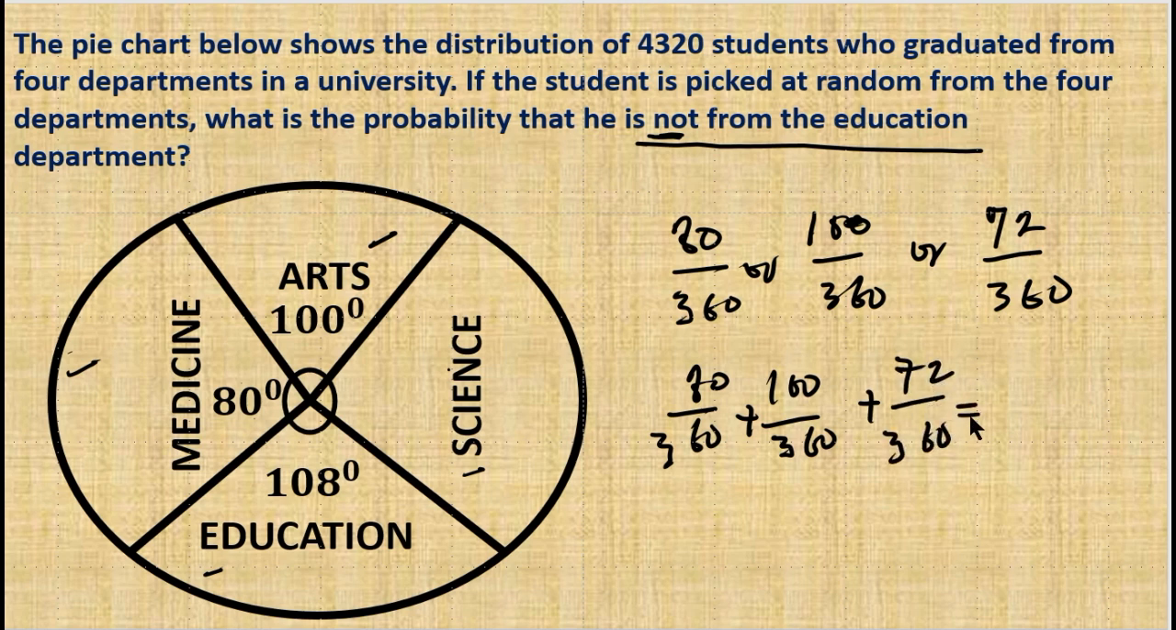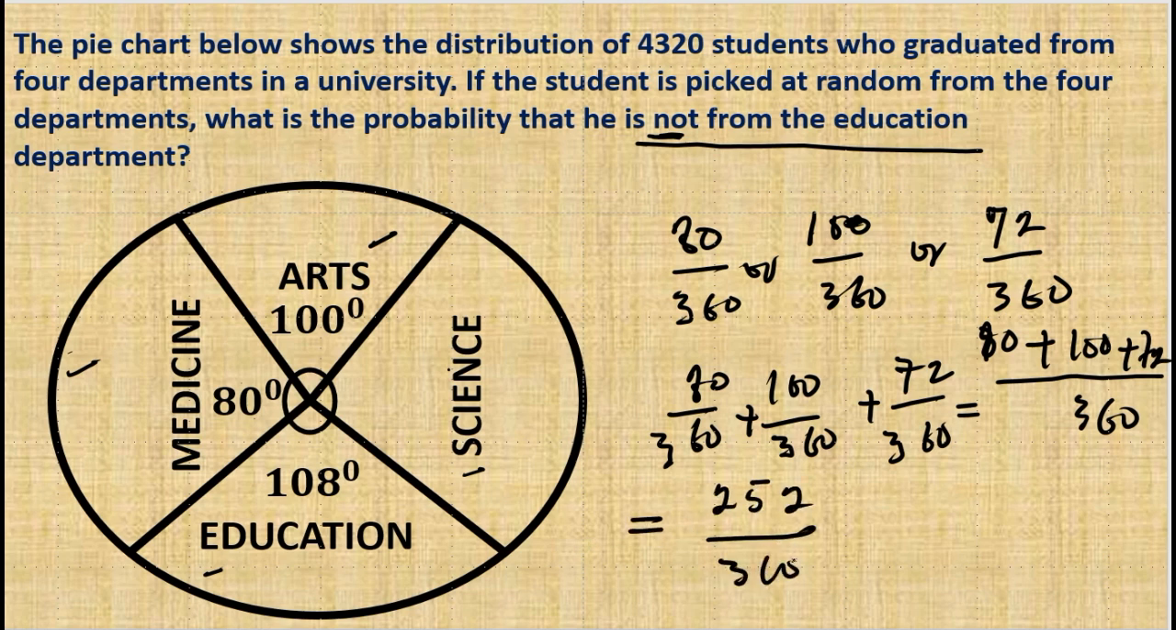When we are treating "or" in probability, we use addition. That's just what I wanted to point out. Now put this over 360. Here I'll have 80 plus 100 plus 72. If you sum this up together, you still come back to our 252 over 360, which is also equal to 7 over 10, like we got previously.